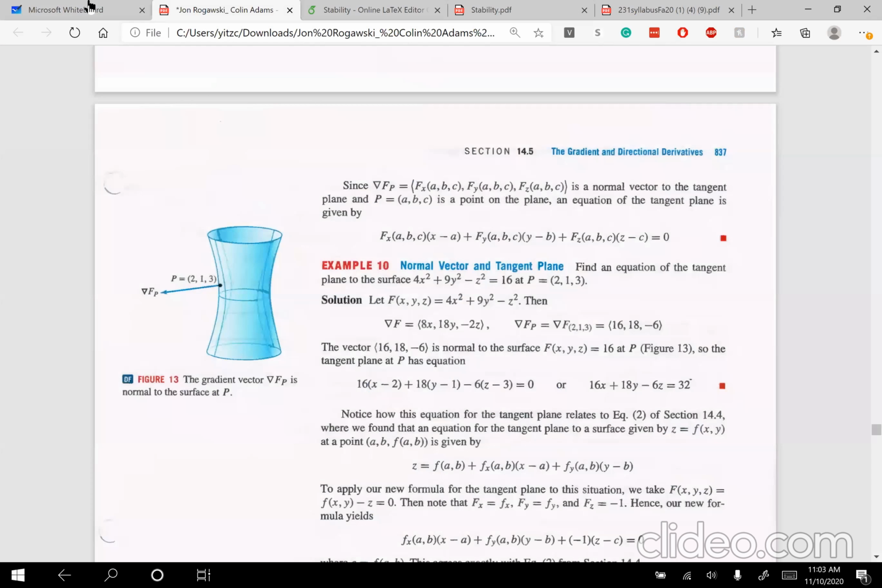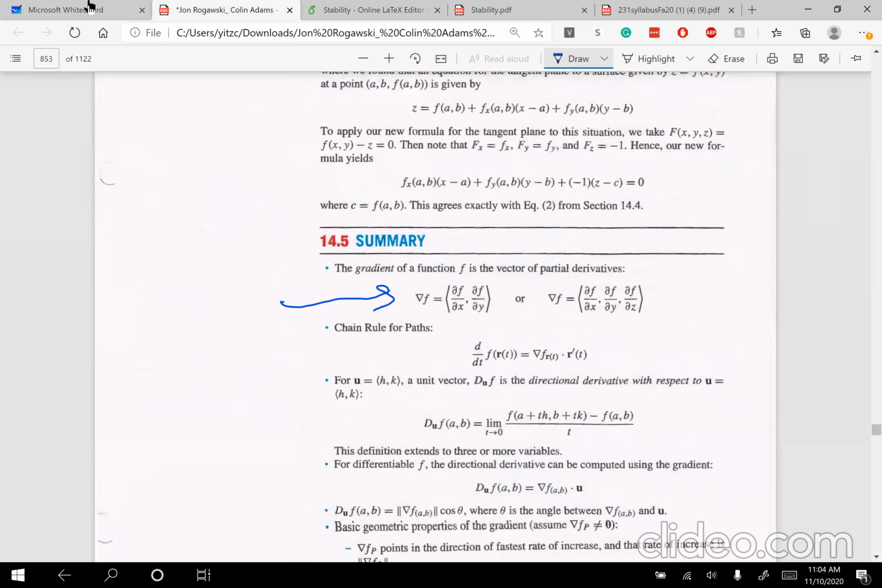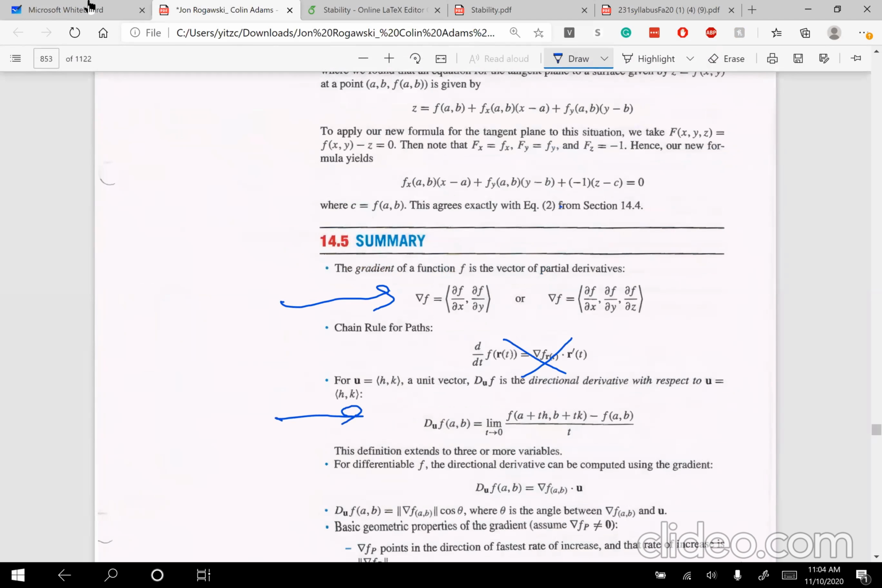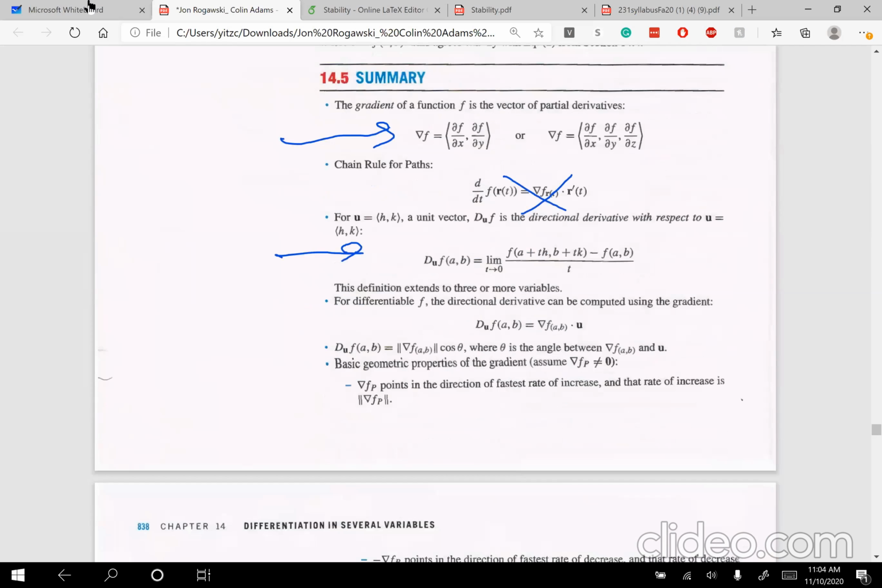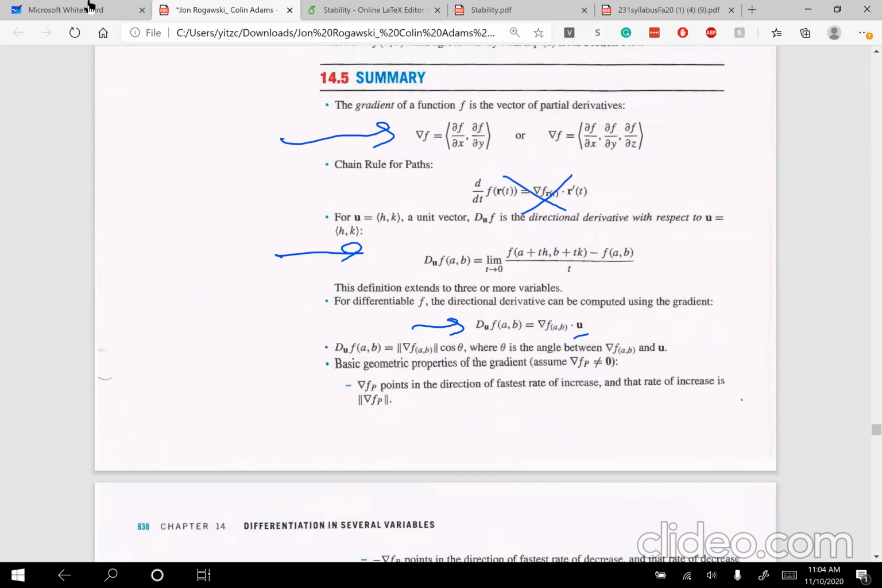Okay, so in summary, we spoke about the gradient. We did not talk about this, so it won't be on the test. We spoke about the equation of the directional derivative in the direction of u. We said that we can find this directional derivative by dotting the gradient with u, so long as u is a unit vector. We also said that we can use this formula, just take the magnitude of the gradient times cosine of theta, where theta is the angle between the gradient and u.